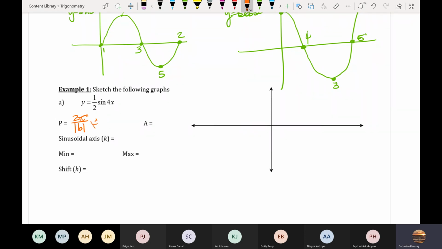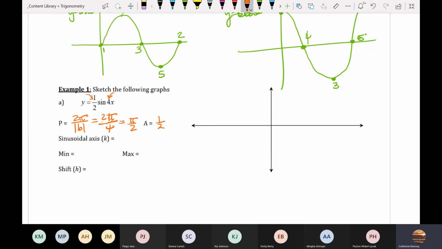So my B is, does everybody see it's 4? So it's going to be 2 pi divided by 4. So that reduces down to pi over 2. Okay. My A, here's my A right there, is a half. So it's the absolute value of a half, right? Which is just a half.